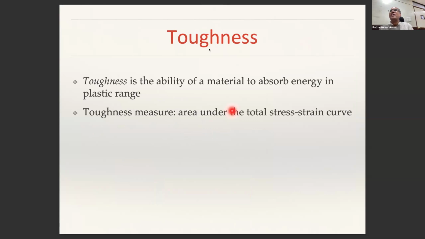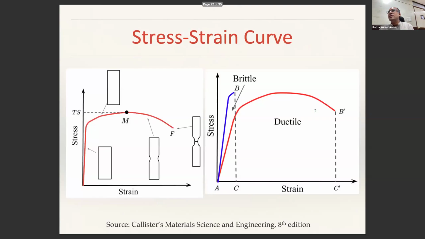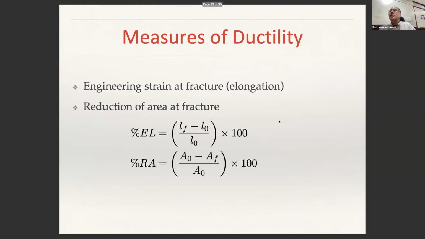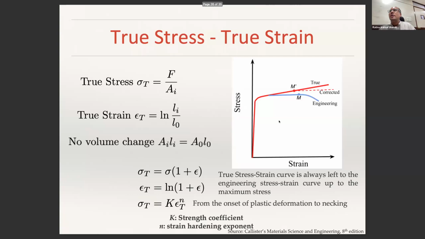And then we have another property called toughness. Toughness is the ability of the material to absorb energy in the plastic range or until fracture. So how do we measure the toughness? Toughness is basically the area under the total stress strain curve, which means this entire area from here up to here is called the toughness of the material. That is reported as toughness.